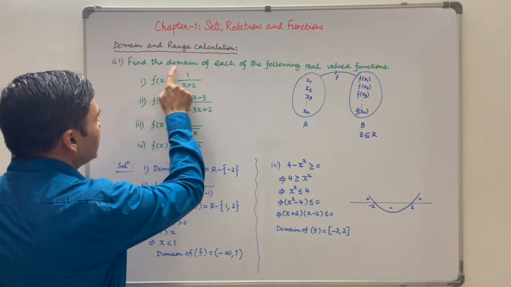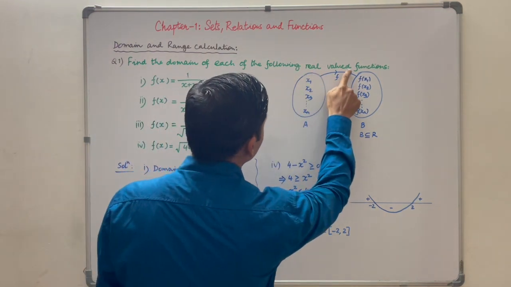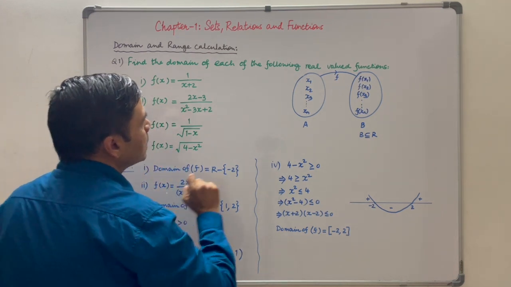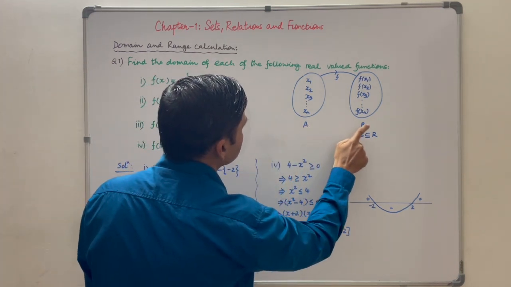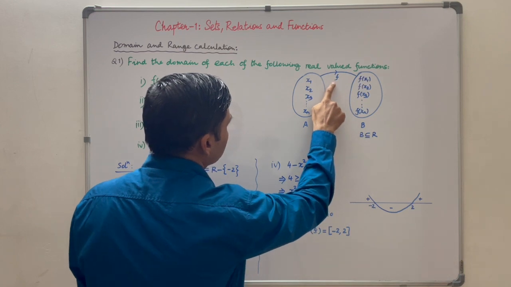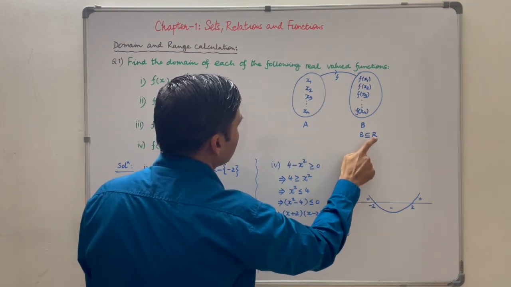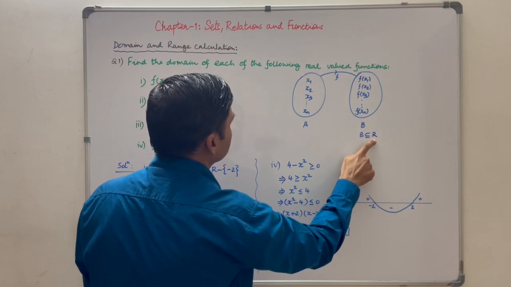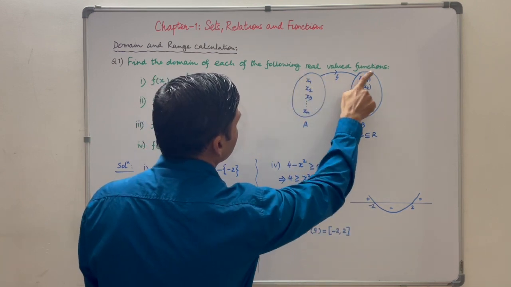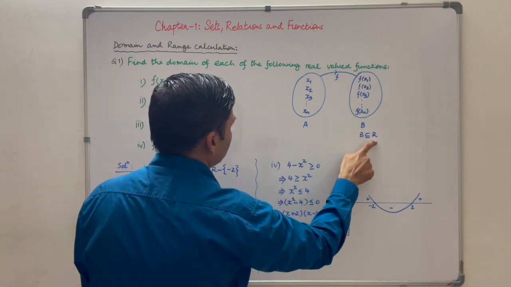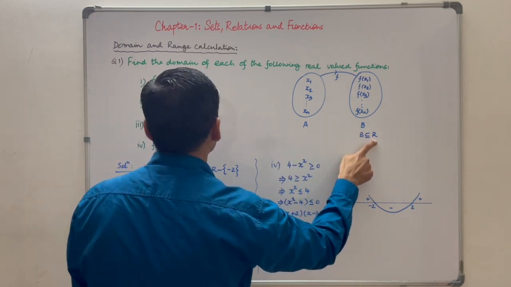First question, find the domain of each of the following real valued functions. These are the functions given. Consider two sets, set A and set B. There is a function defined from set A to set B. Set B is a subset of R, means the real number set, as it is given as a real valued function. In fact, set A is also a subset of R, means the set of real numbers.